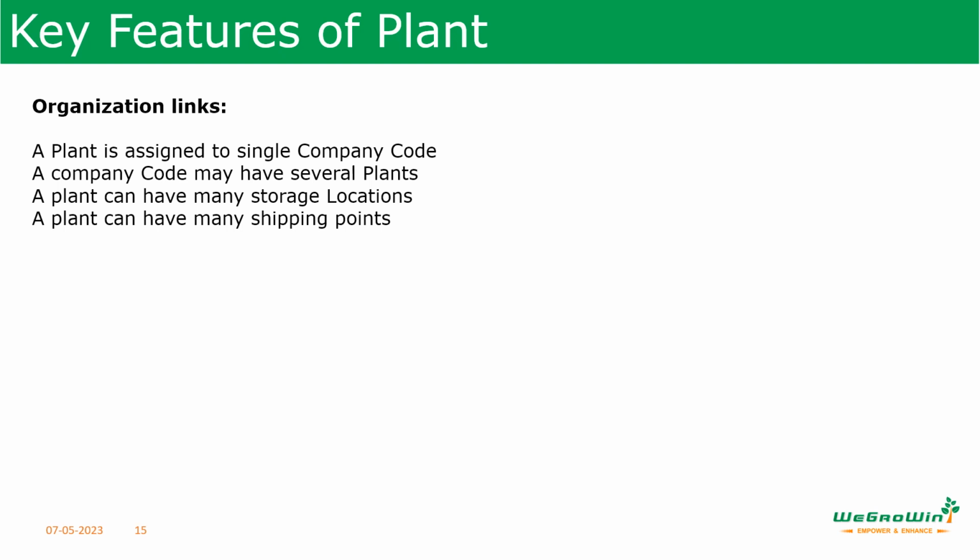A plant can be assigned to several combinations of sales organizations, distribution channels, and other organizational structures in sales and distribution. A plant can have several shipping points. A shipping point can be assigned to several plants. A plant can be defined as a maintenance plant also.